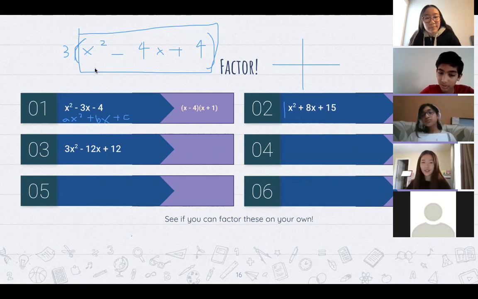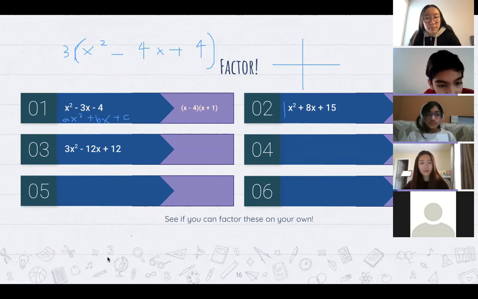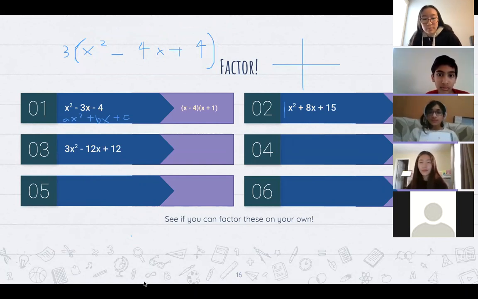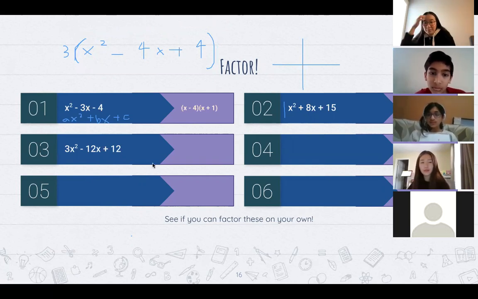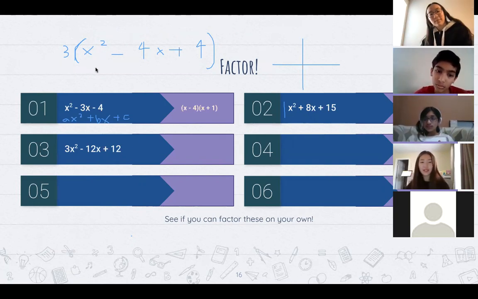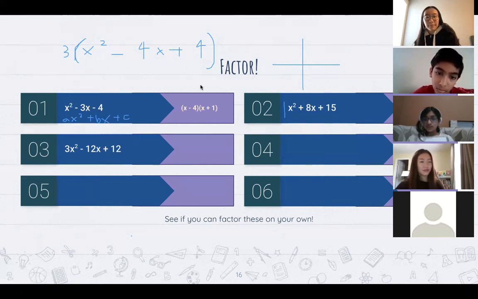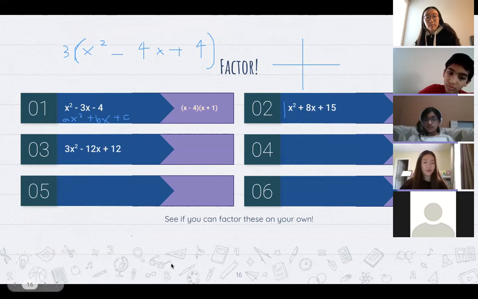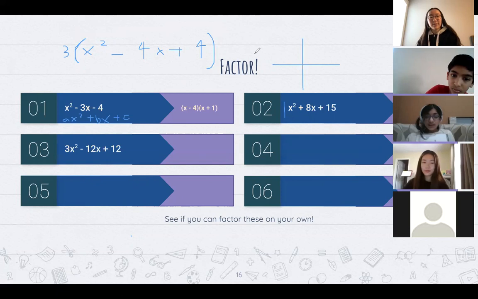One way to check is just like distributing. Then you can see if your answer is right or not. What do you mean by distributing? Like, if it's x minus 2 times x plus 2, then x times x plus negative 2 times x plus x times 2 plus negative 2 times 2, like that. Like expanding.